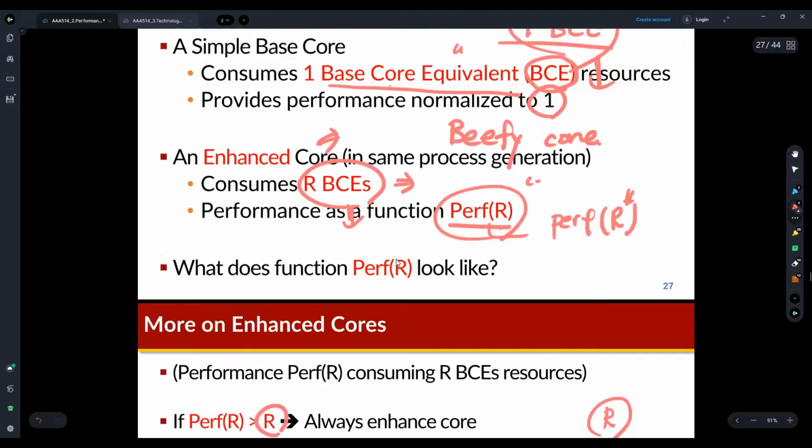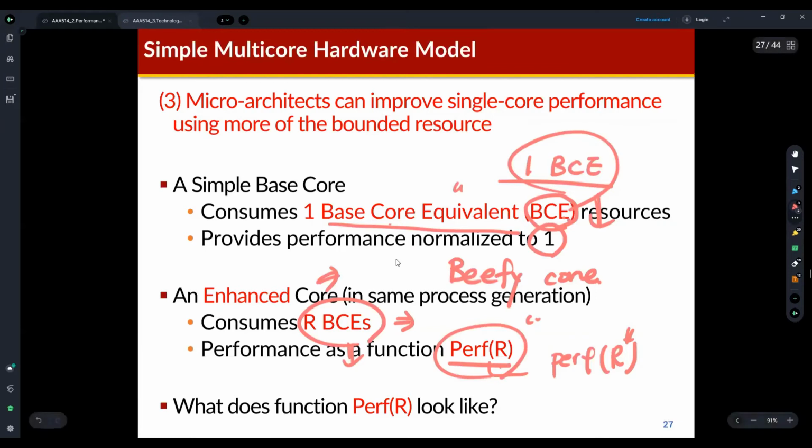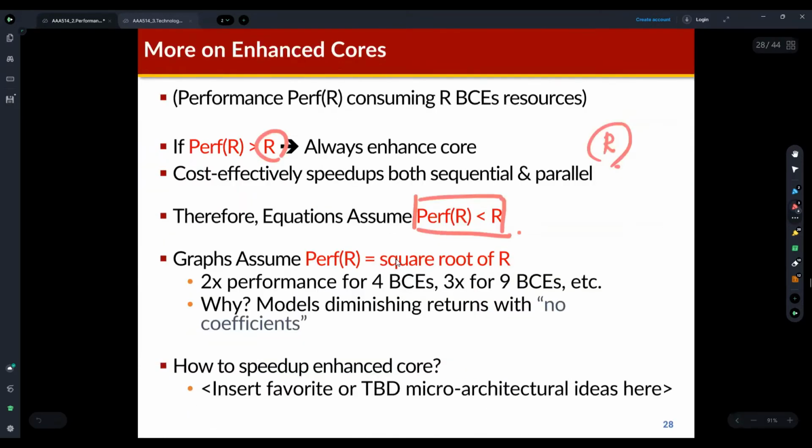So what is R? R means R multiplied by BCE. Which means if we apply R times of resources on the BP core, the advanced core, the performance of this core is about the square root of R. It's just an assumption, but it's usually true. That's why this paper is published in the public.